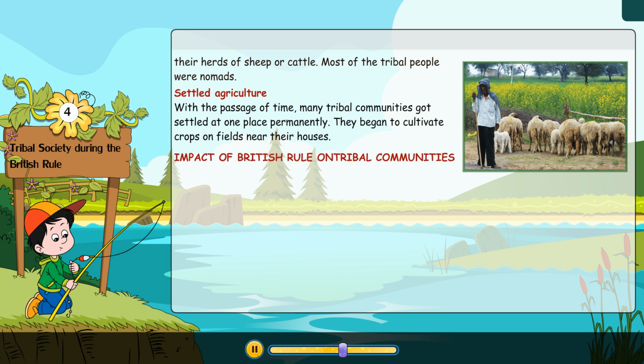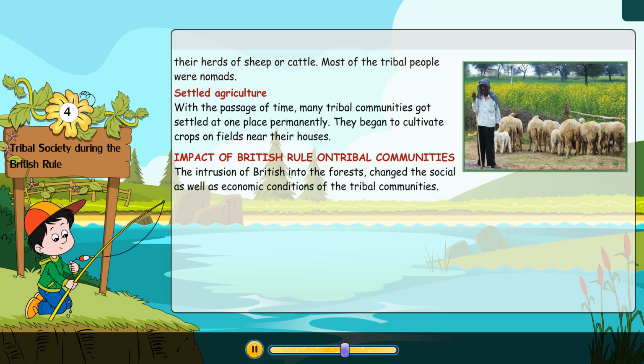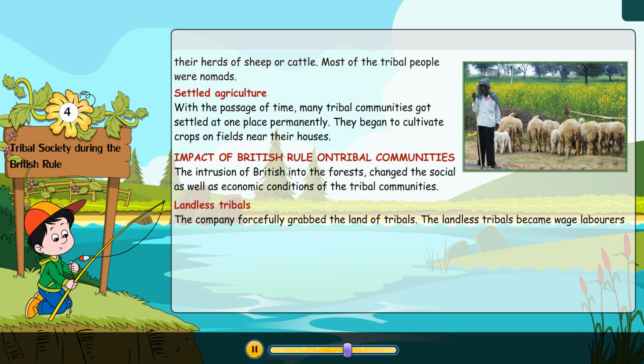Impact of British rule on tribal communities. The intrusion of the British into the forest changed the social as well as economic conditions of the tribal communities. Landless tribals. The company forcefully grabbed the land of tribals. The landless tribals became wage laborers and were forced to grow cash crops.